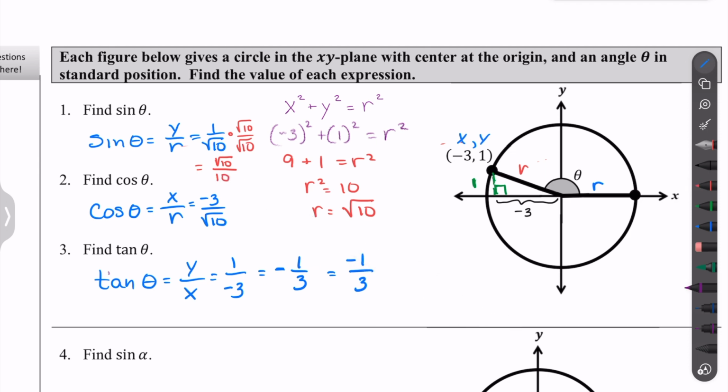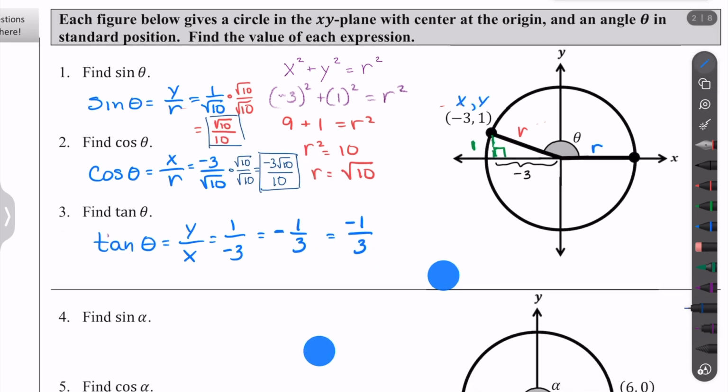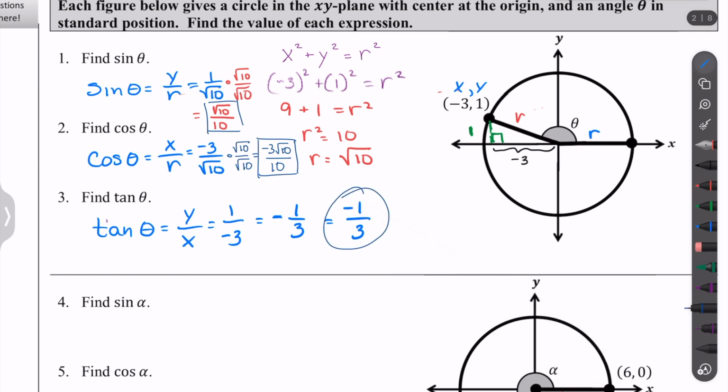Do the same thing down here. I multiply by root 10 over root 10, and I get -3 root 10 over 10. So there's the cosine, there's what the sine is equal to, and then finally our tangent is just done. We don't have to do anything about simplifying it. All right, there's problem 1. If you'd like to try problems 4, 5, and 6, or examples 1 through 3, if you'd like to try the next one, just hit pause and try them on your own.